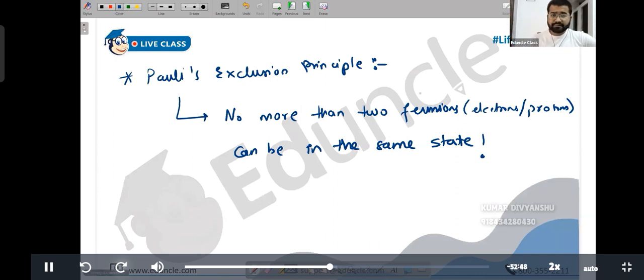So in the same state, that is, two identical fermions, you will understand as we go. By the way, electrons and fermions are always identical. The difference is only in the spins, and hence you say no more than 2. If there's a spinless fermion, then they are anyway identical.